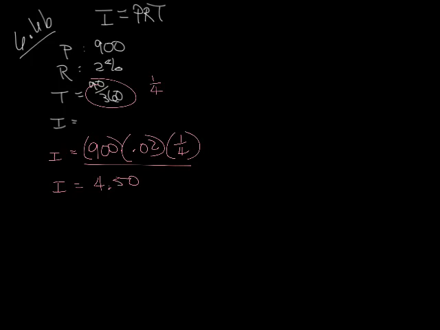So it says, how much does she withdraw? She withdraws the 900 she put in there plus the $4.50 that she made in interest. So she's able to take out $904.50.